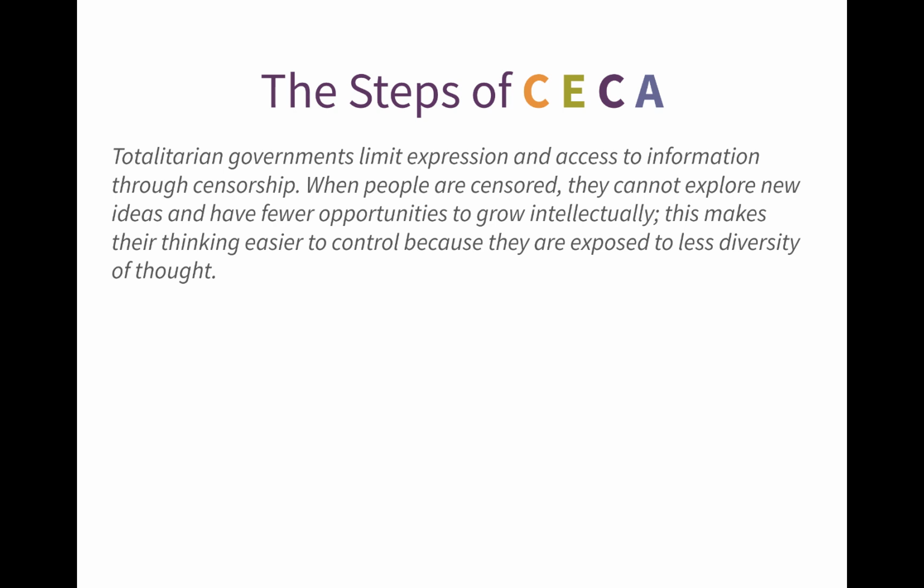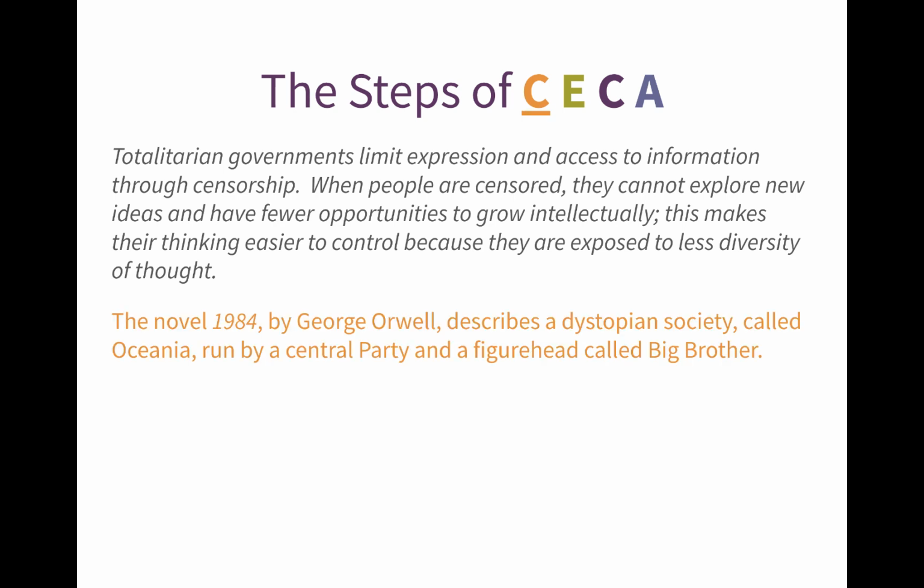What's in gray here is the topic sentence of my paragraph, which gives the claim that I'm proving. So in this paragraph, I'm going to prove one of the control tactics. It says, "Totalitarian governments limit expression and access to information through censorship. When people are censored, they cannot explore new ideas and have fewer opportunities to grow intellectually. This makes their thinking easier to control because they're exposed to less diversity of thought." So both of my examples in this paragraph are going to relate to this idea of censorship and making people easier to control through less exposure to other ideas.